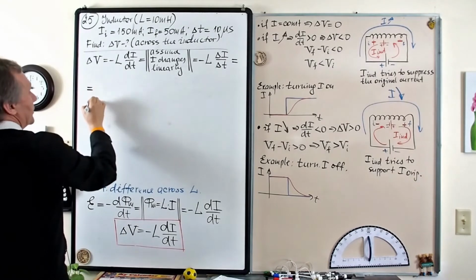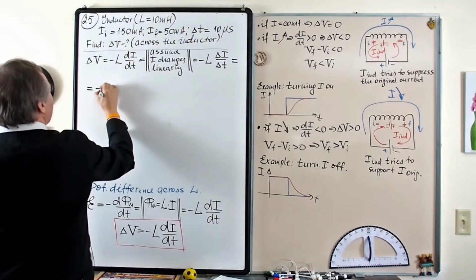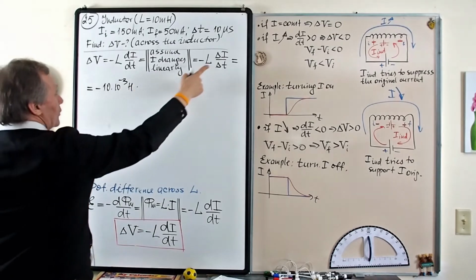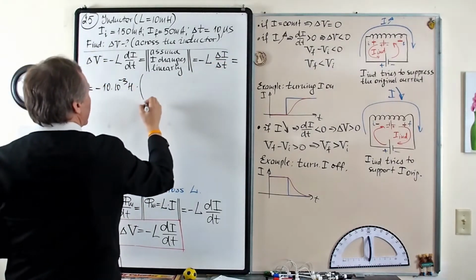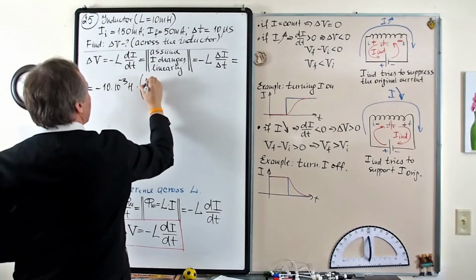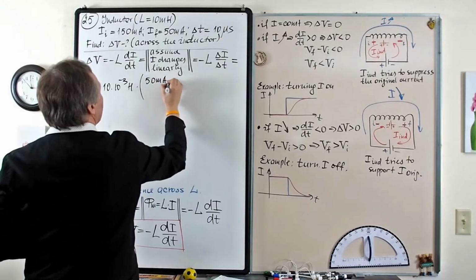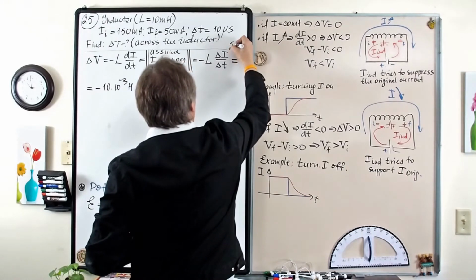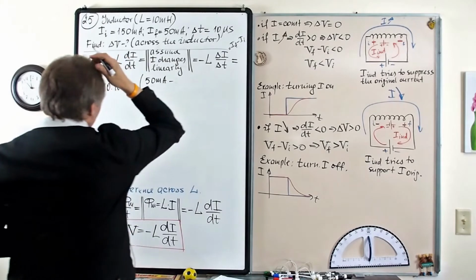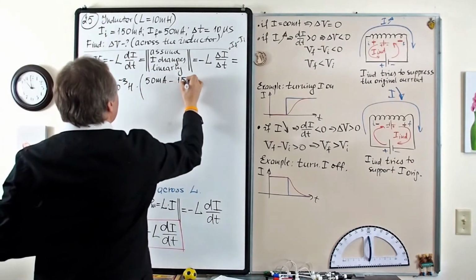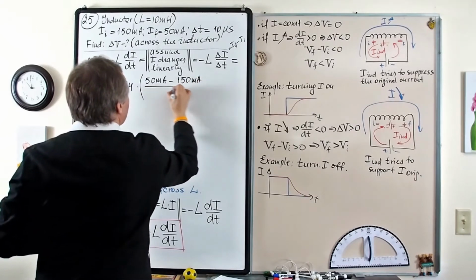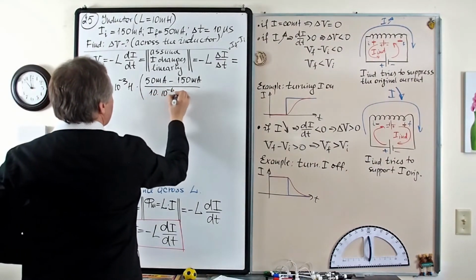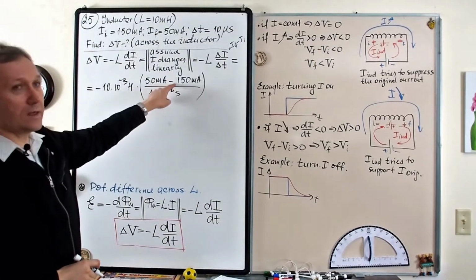So now it will be equal to minus L, which is 10 times 10 to the power of minus 3 henry inductance. Then, of course, this is I final minus I initial, right? So that will be final is 50 milliamps minus, again, it's I final minus I initial, 150 milliamps, divided by the time elapsed, 10 microseconds, so 10 times 10 to the power of minus 6 seconds, right? Minus from here, minus from there.